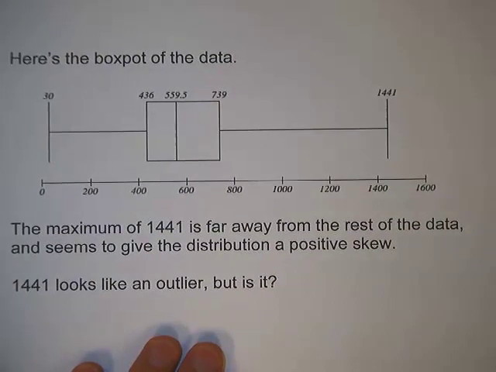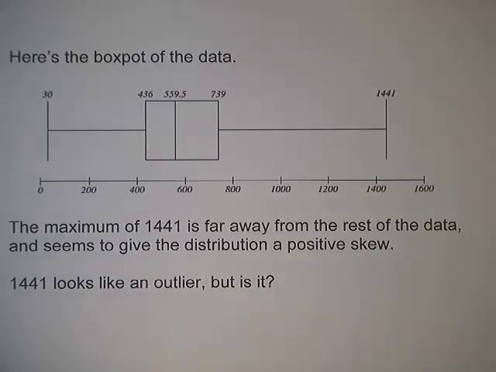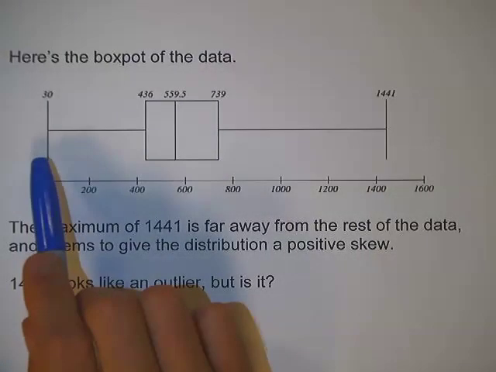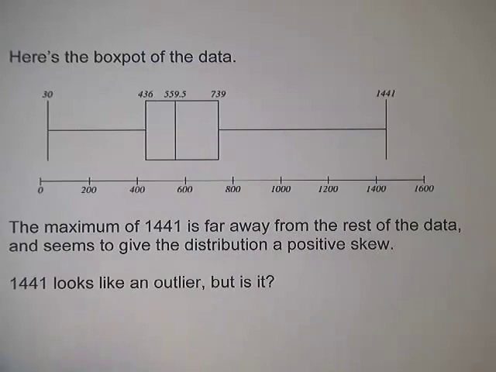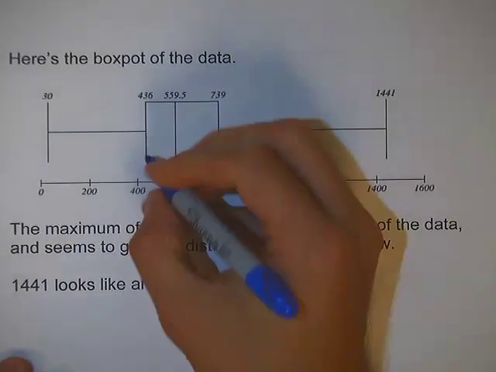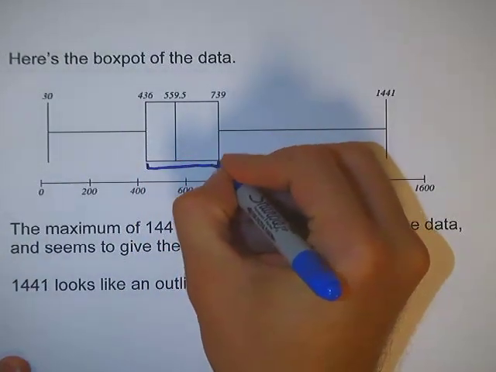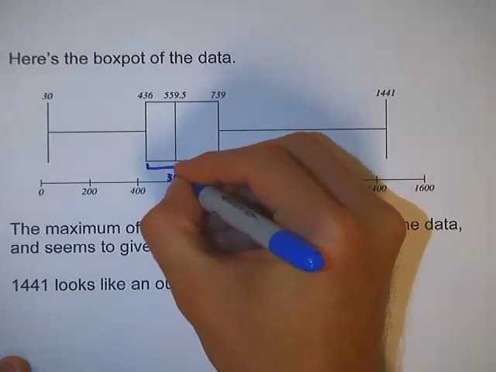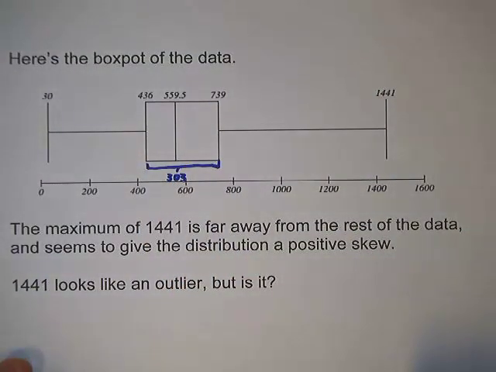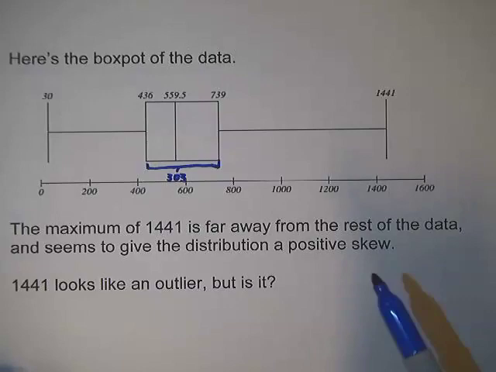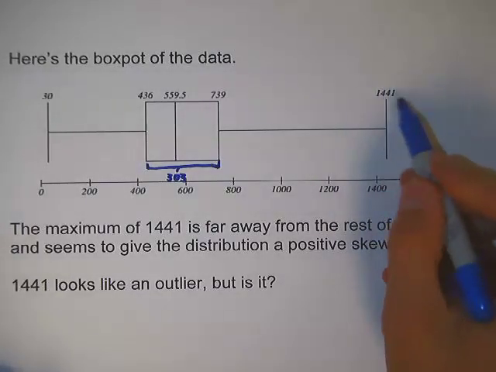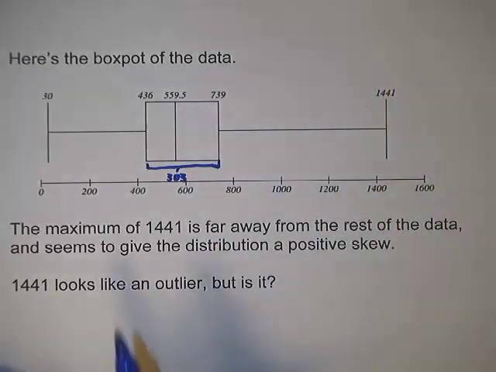Okay, let's also take a look now at the box plot. So I've constructed a box plot here. Again, min, Q1, median, Q3, maximum. This distance here, the length of that box, is our IQR, 303. And now the one thing we want to look at is this maximum, 1441.